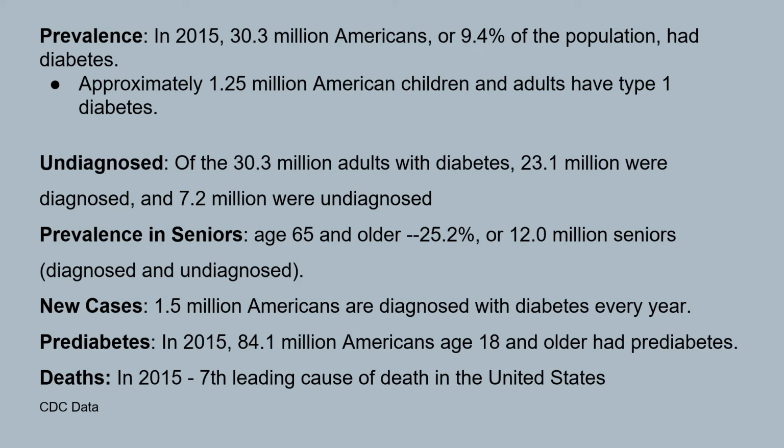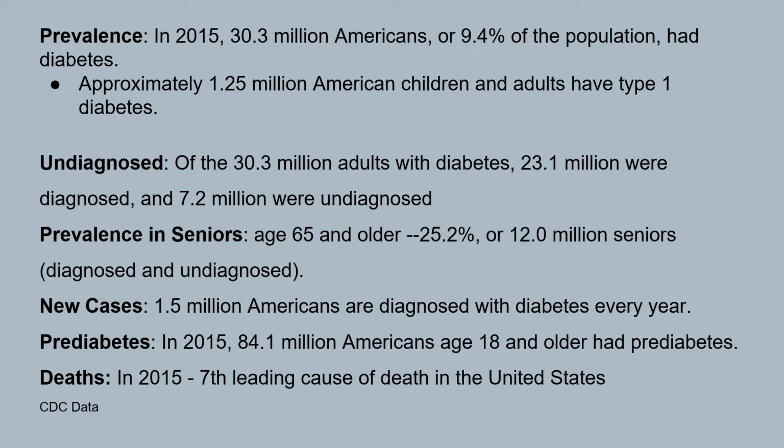In 2015, which was the most recent data I could find, 30.3 million Americans, or 9.4% of the population, had diabetes. 1.25 million had type 1 out of that. Of those, 23% were undiagnosed: 8.1 million were diagnosed and an estimated 7.2 million were undiagnosed.